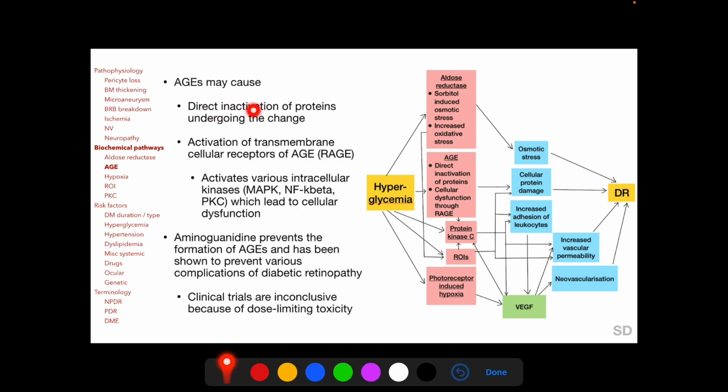Glycation can cause direct inactivation of proteins, but in addition, advanced glycation end products may activate their own transmembrane cellular receptors called RAGE, which may activate various intracellular kinases, which can lead to cellular dysfunction. Aminoguanidine, which prevents the formation of AGEs, has been shown to prevent various complications of diabetic retinopathy in animal experiments, but clinical trials have been inconclusive because of dose-limiting toxicity of this drug.